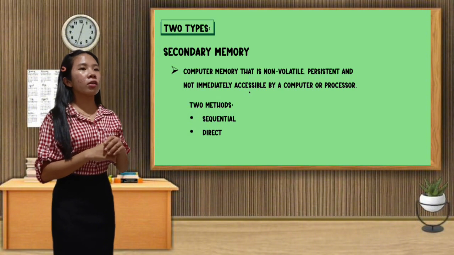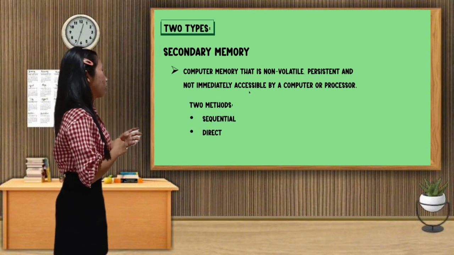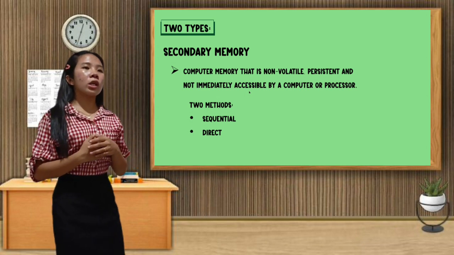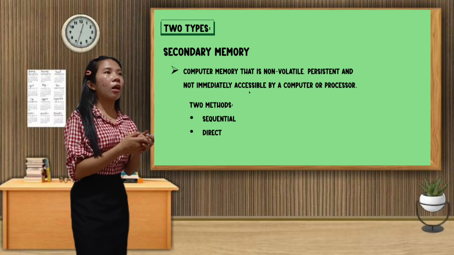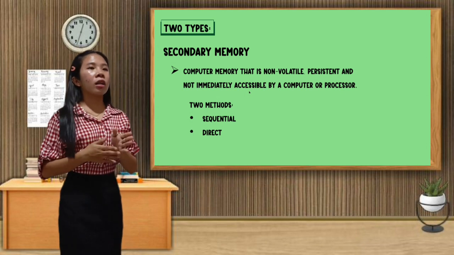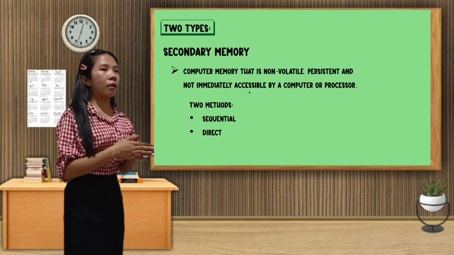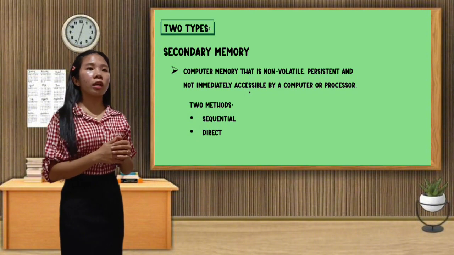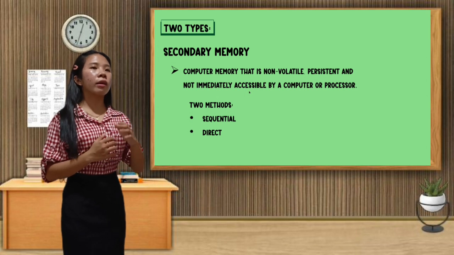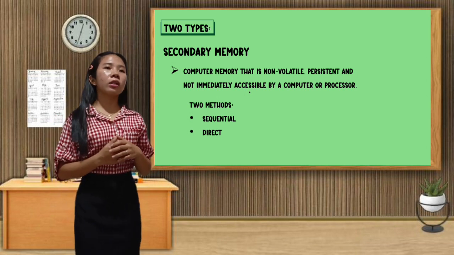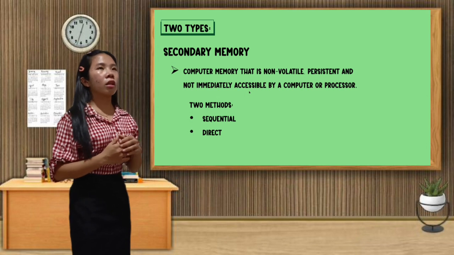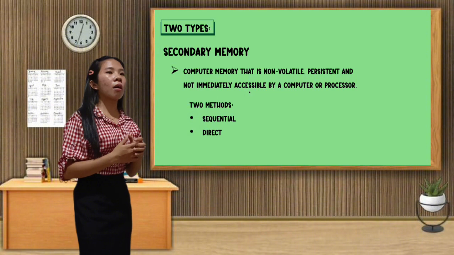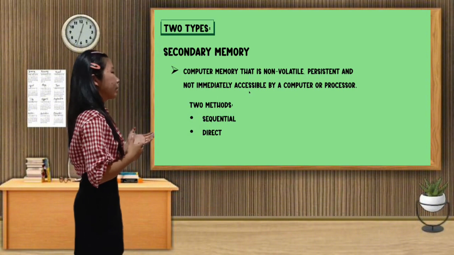So the first method is the sequential method, which is a method where we search the data sequentially or line by line until you find the desired data. And the second method is the direct method, in which a computer can go directly to the information that the user wants. So here are some secondary storage devices.